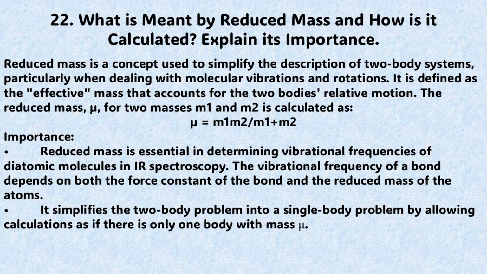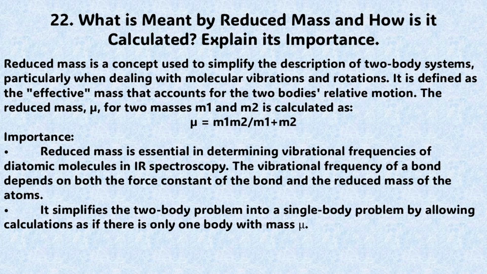Reduced mass is a concept used to simplify the description of two-body systems, particularly when dealing with molecular vibrations and rotations. It is defined as the effective mass that accounts for the two bodies' relative motion. The reduced mass, μ, for two masses m1 and m2 is calculated as μ = m1 × m2 / (m1 + m2).